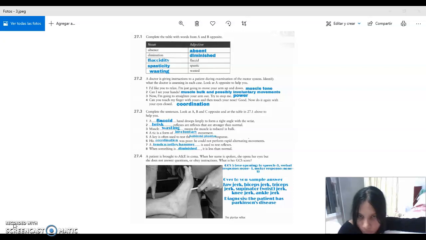GCS 5. Eyes opening to speech. Reflexes: jaw jerk, bicep jerk, tricep jerk, supinator or wrist jerk, knee jerk, ankle jerk. Diagnosis: the patient has Parkinson's disease.